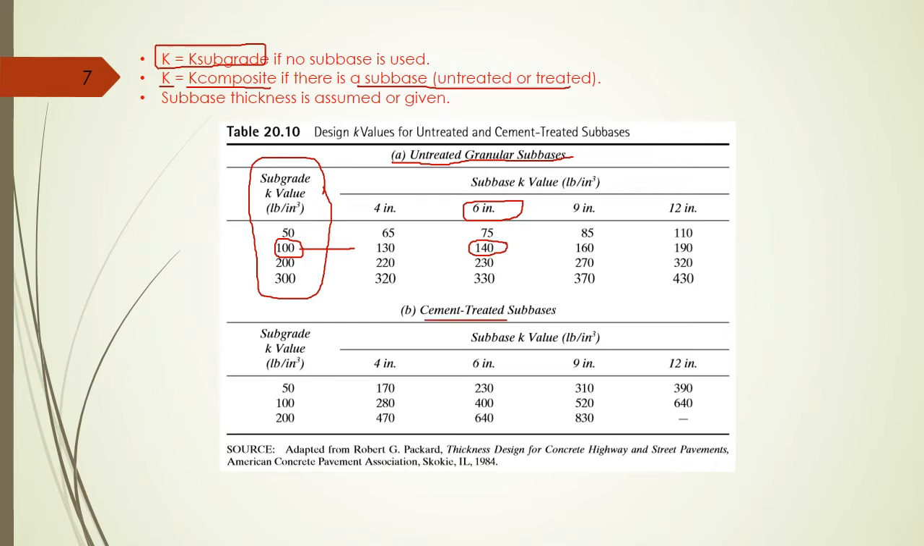If it is cement treated subbases, it will have a higher modulus of rupture due to the treatment. So for example, at the same modulus of subgrade and at the same thickness, you will have K composite of 400 instead of 140.